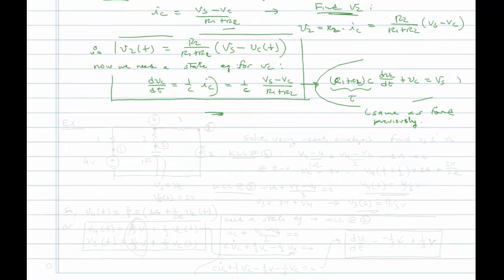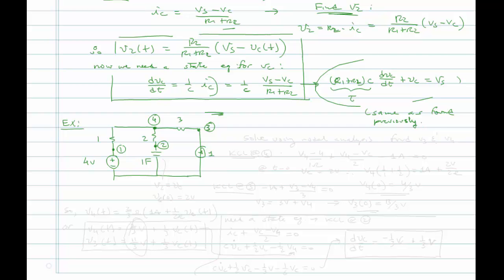Let's look at one more example. Okay, this is a little bit more involved. We have 4 volts, a 1 ohm resistor, another resistor, a 1 microfarad capacitor, 2 ohms, a 3 ohm, and then a 1 amp source. Okay, and we have nodes 1, 2, 3, and 4.